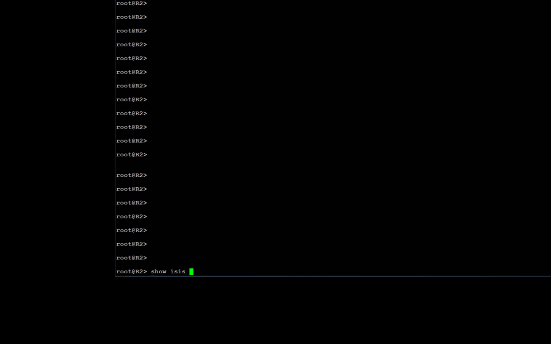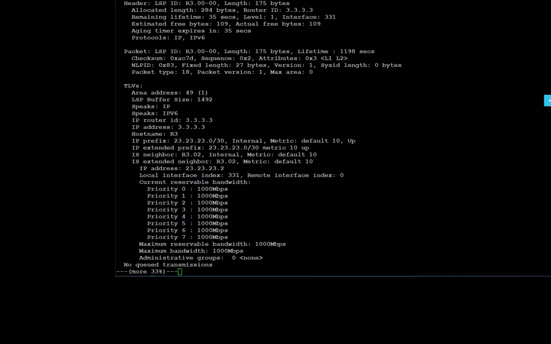Let's take a look at show isis database. We're going to use the extensive command, and that gives us a lot of very useful info about IS-IS, including TLVs. You see the router ID, the IP address, the host name, and the prefixes, and also a lot of info about the traffic engineering capabilities of IS-IS.